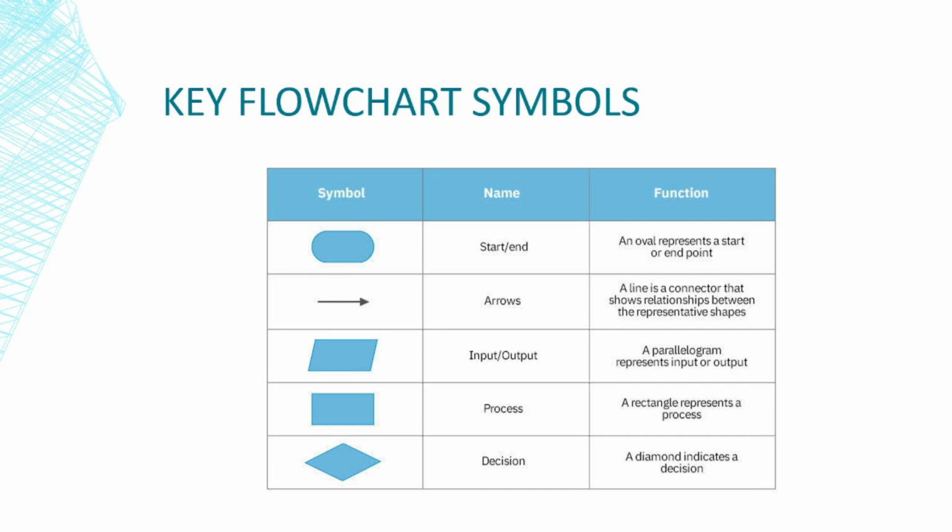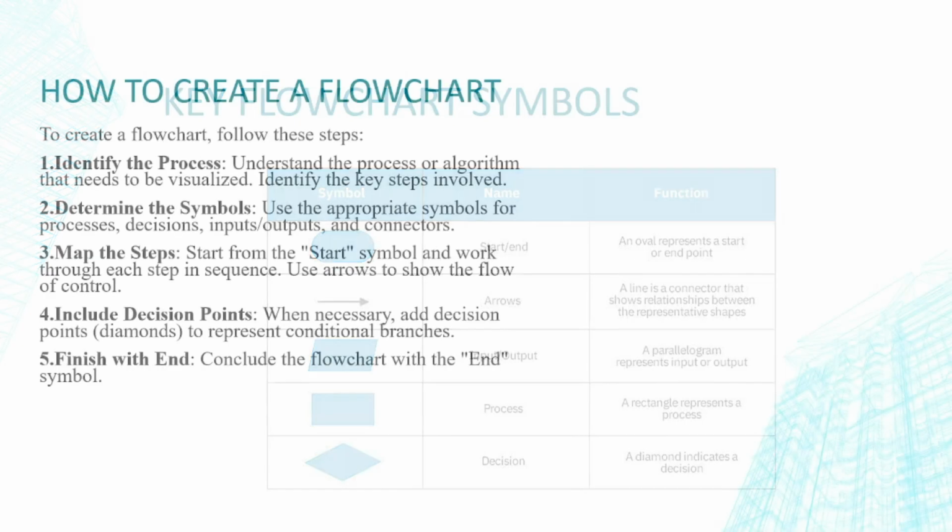These are the key flowchart symbols. The first one, an oval, represents a start or end point. Arrow: a line is a connector that shows a relationship between the representative shapes. A parallelogram represents input or output. A rectangle represents a process. A diamond indicates a decision.